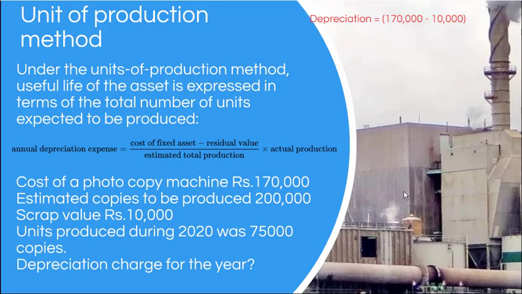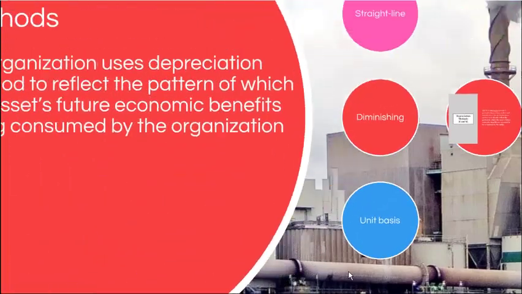First we need to compute the depreciable amount. So cost minus residual value, the depreciable amount is accordingly 160,000, divided by the total expected number of units you can produce with the machine, 200,000, multiplied by the number of units you produced during the period. So 160,000 divided by 200,000 units, multiplied by the 75,000 units you produced. So accordingly, the amount of depreciation you can recognize for the year is 60,000 rupees.